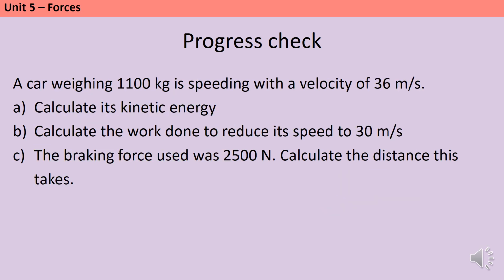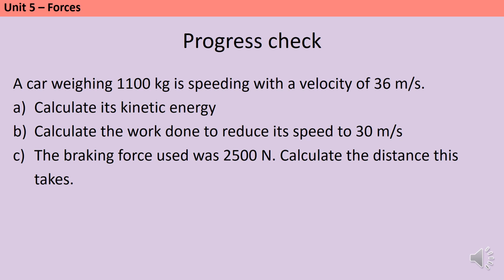Finally, we have one more similar example before we finish. In this example, we have a car that is speeding on the motorway, going at 36 meters per second, which is about 80 miles an hour. And this time, instead of coming to a complete stop, it's going to slow down to 30 meters per second. So that's below the speed limit and it wouldn't trigger a speed camera to go off. Pause the video and write down some answers now.